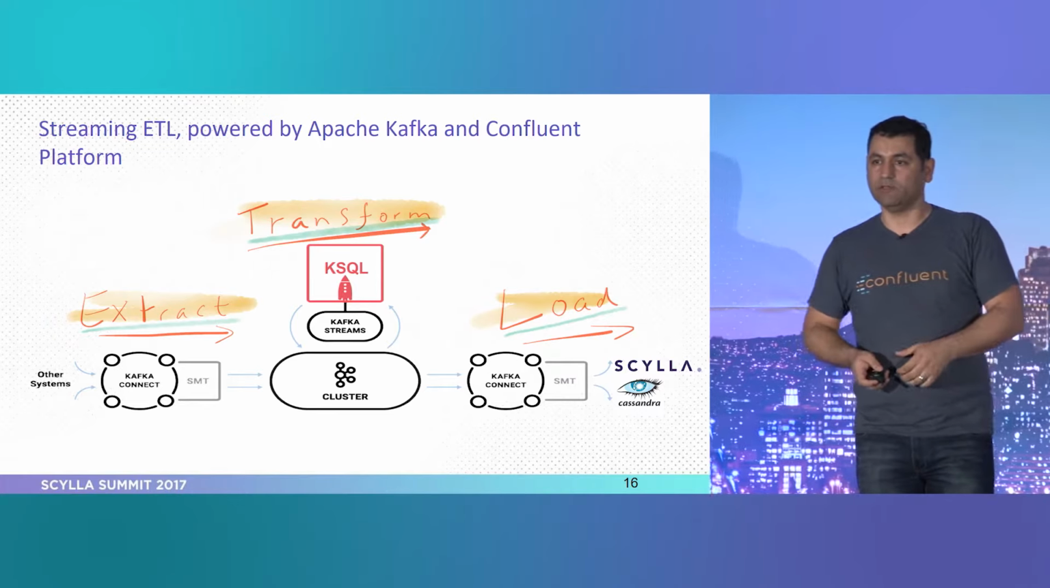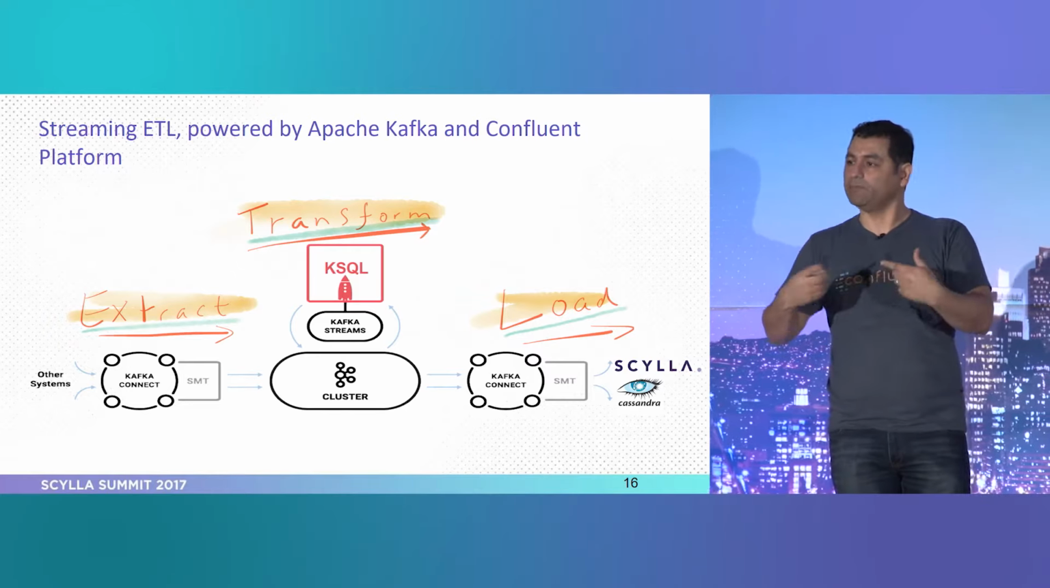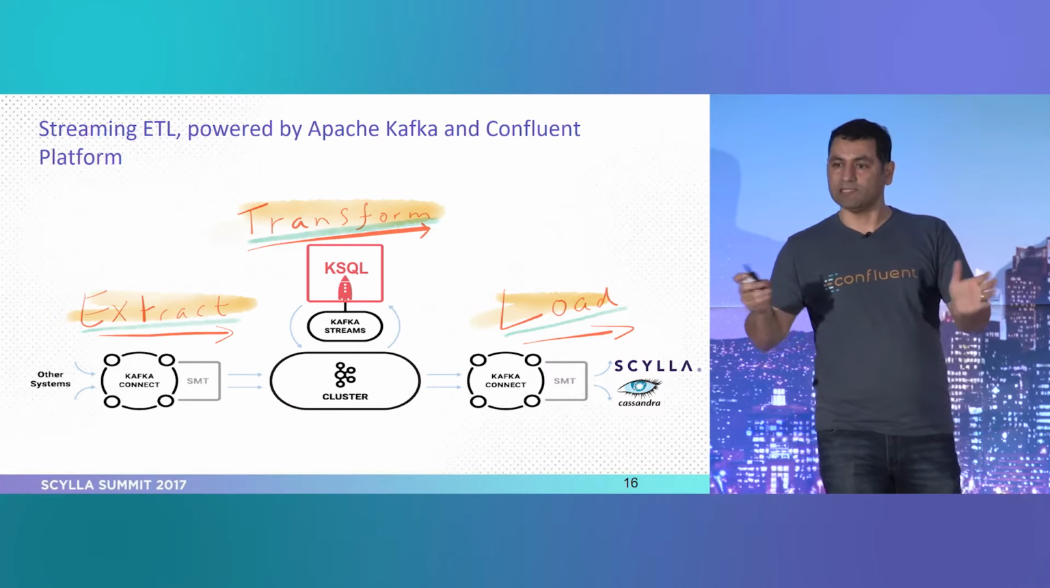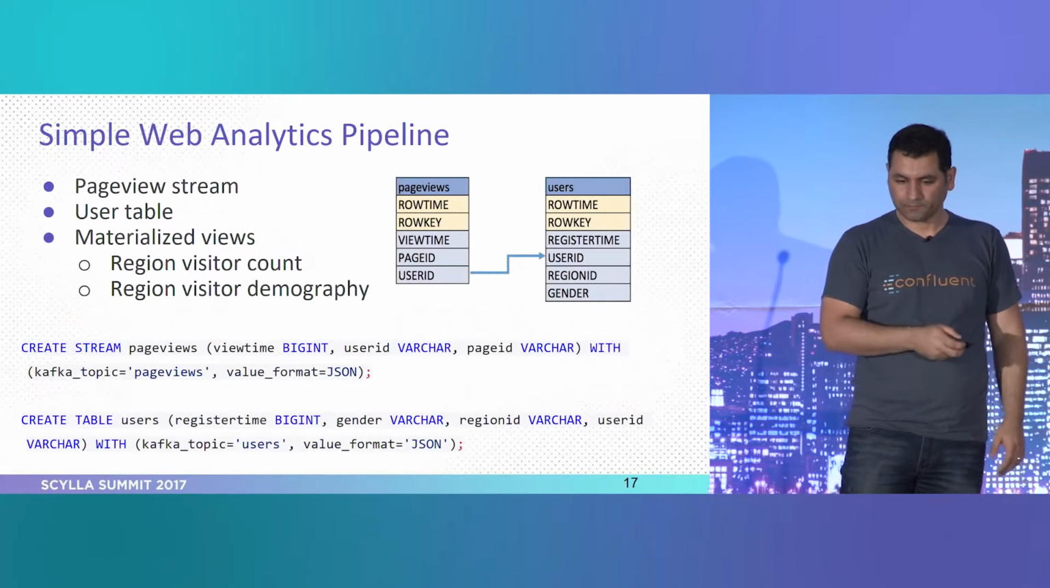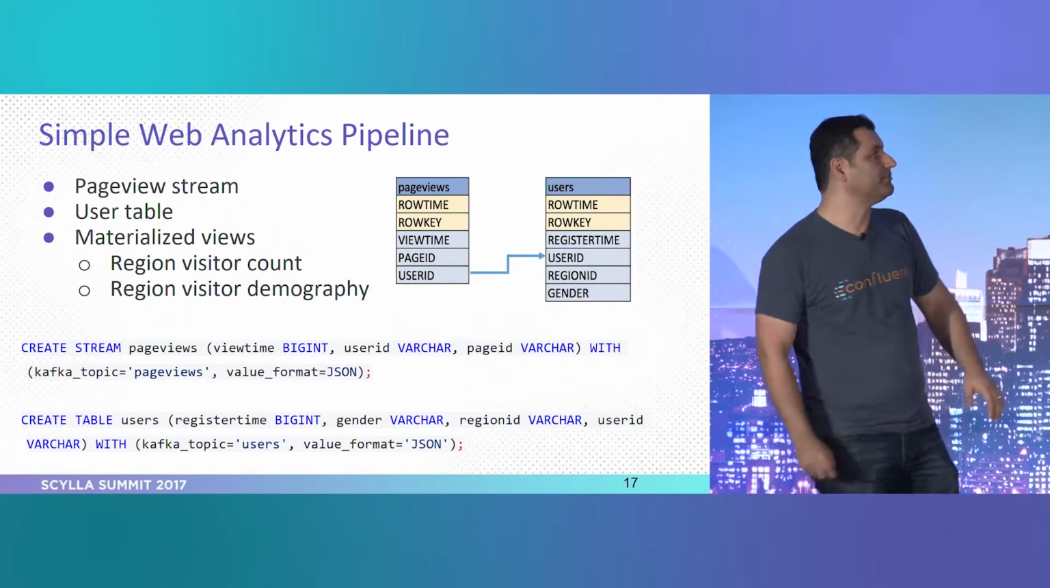Scylla or Cassandra to have real-time tables that are being updated by KSQL. So anytime you look at your Scylla table, you're going to see the latest values in real time. This example is very simple, but of course you can apply it to a lot of different contexts.